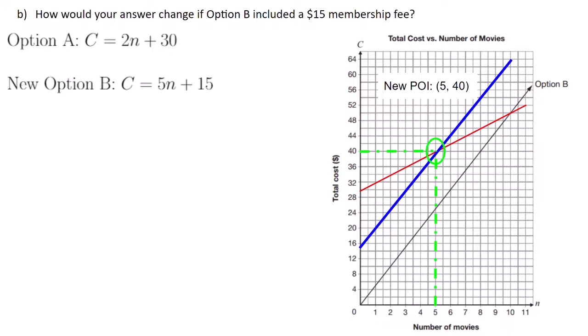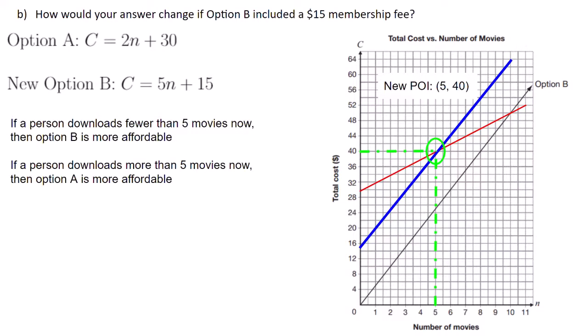Now the point (5, 40) means that if a person is planning on downloading fewer than 5 movies now, then option B will be more affordable. Now if a person is planning on downloading more than 5 movies, then option A will be more affordable.